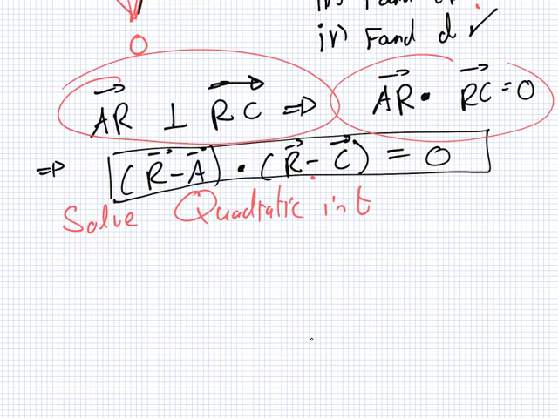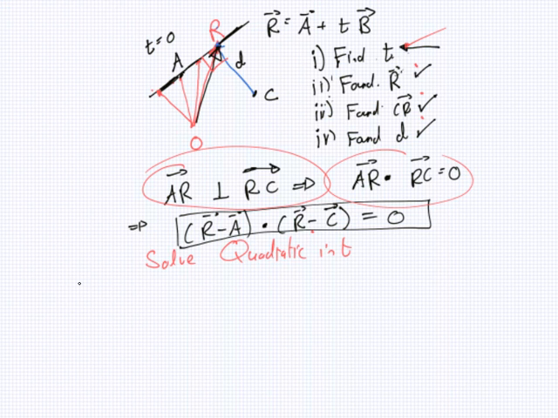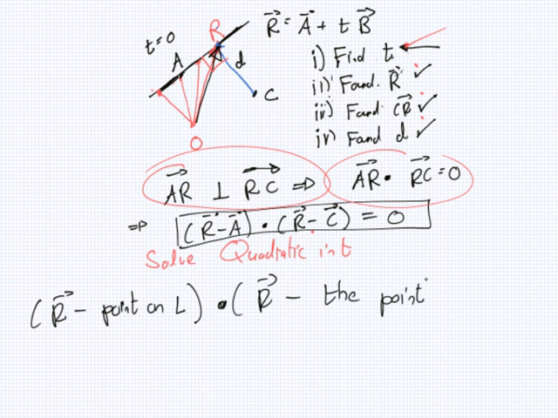If you want to put this into words, you can write it like this. R minus a point on L dot R minus the point. In this case, the point is C. That should equal 0. That's like the formula to get the T. The point on L being the A here. Don't worry, I'll explain this again with another example.